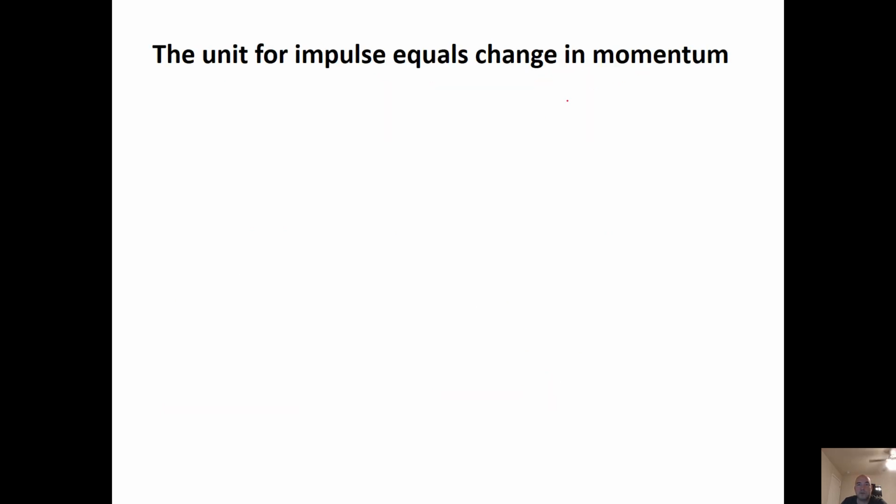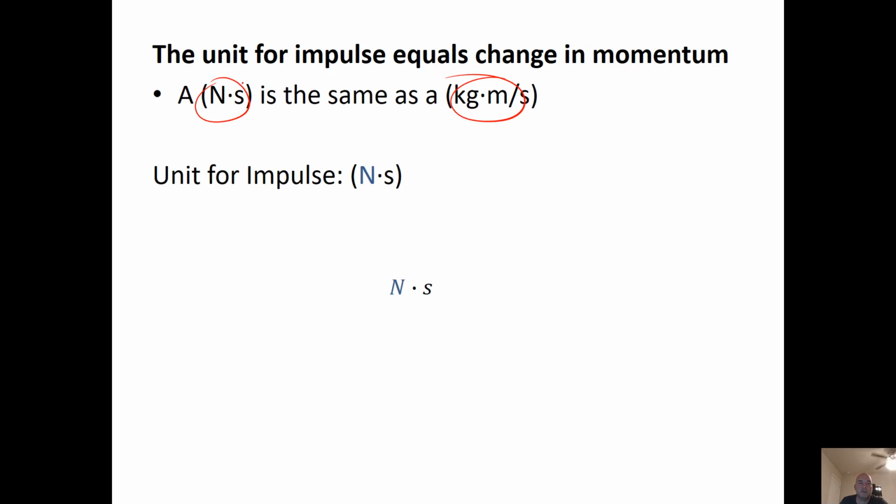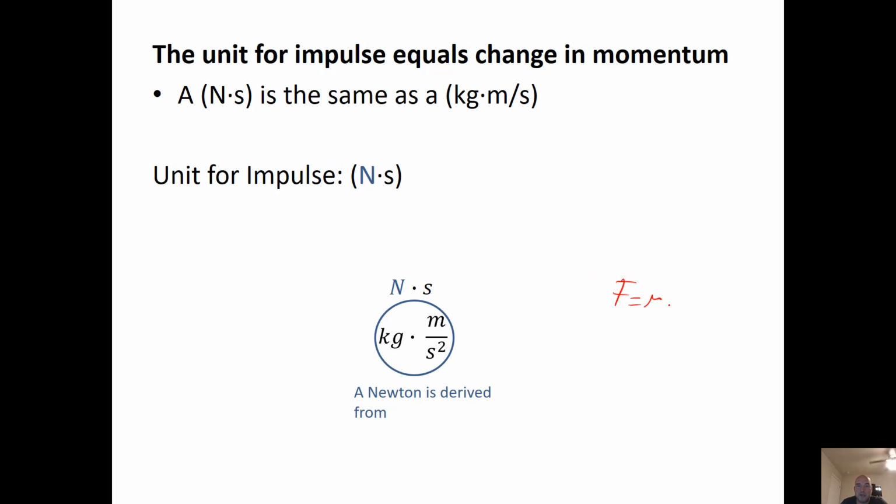The unit for impulse equals the unit for change in momentum. Just in case you're wondering, how are they equal, but yet they have different units? Well, this newton-seconds is actually made up of kilograms times meters per second. Let's take a look and see how that works. We have the unit for impulse, newtons times seconds. A newton is derived from force, which equals mass times acceleration. It's derived from mass, which is kilograms, and acceleration, which is meters per second squared.